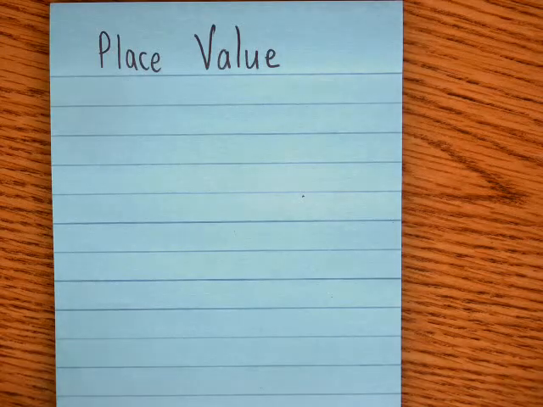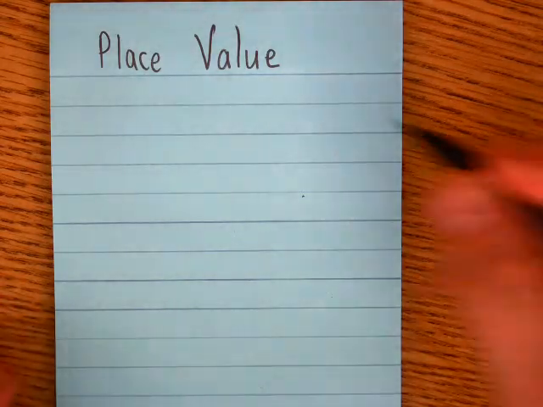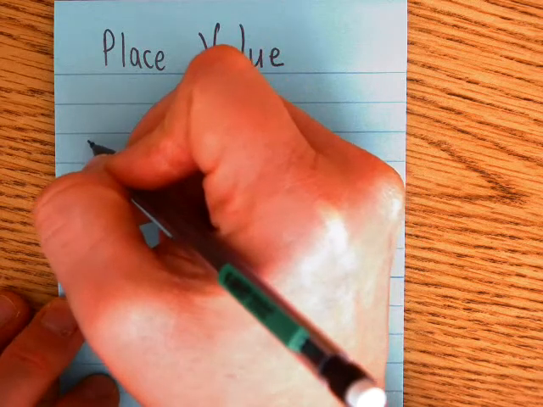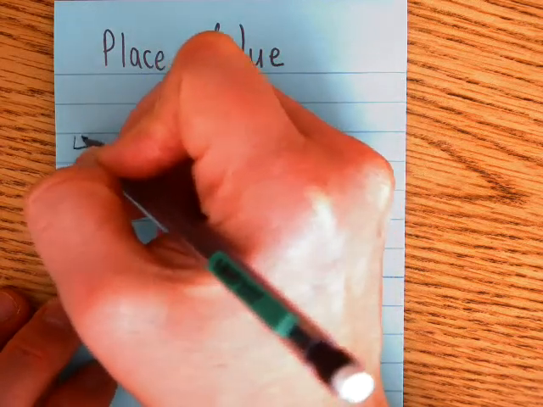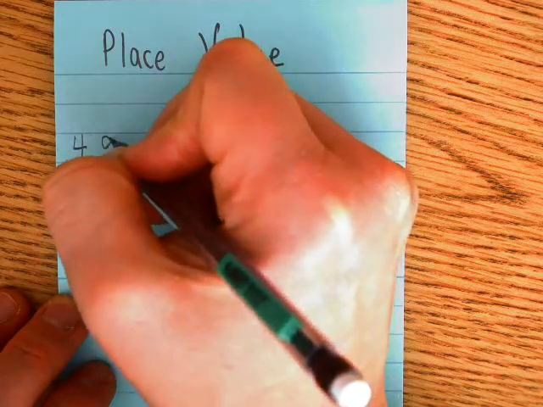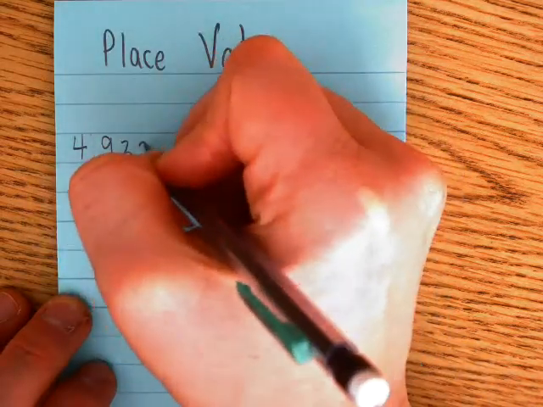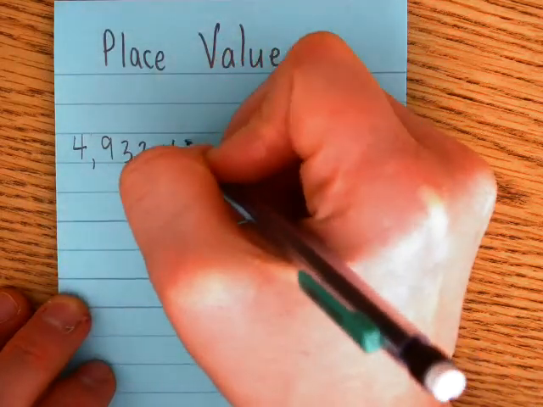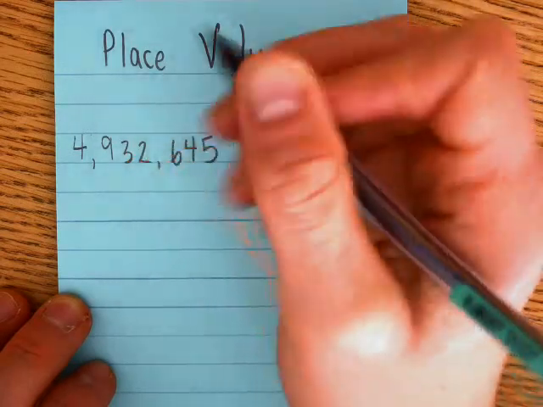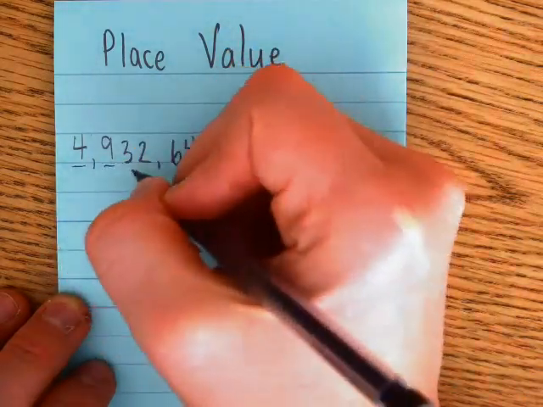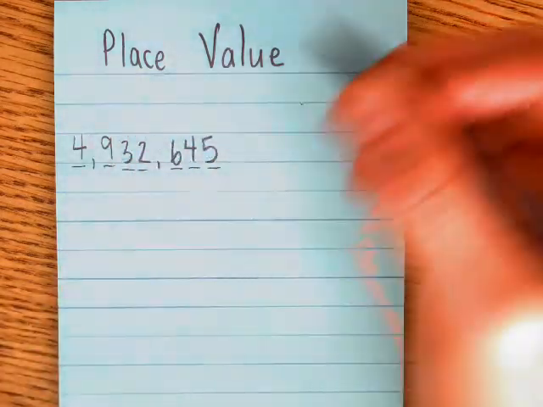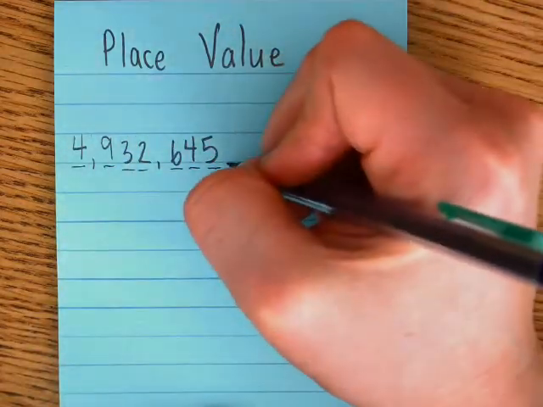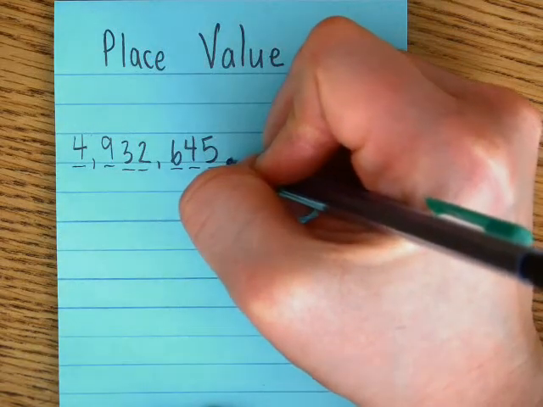So today we're going to talk a little bit about place value, just have a little bit of a review. So if I have the number, let's say that I have the number 4,932,645, and that's all the number that I have, okay? So I can see that there's 7 places in this number, and there's also an invisible decimal point here.